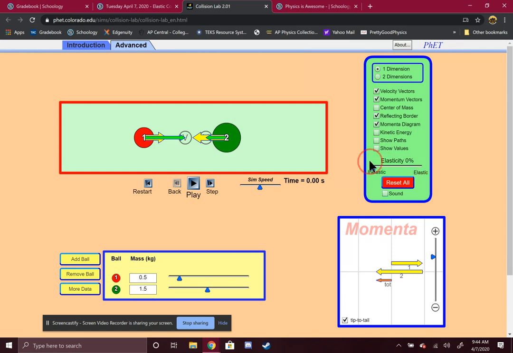And then you've got to pay attention to this little whirly thing here. It's according to whether you're doing the elastic lab or the inelastic lab. So we're going to play with the elastic lab first. And it says leave everything set up.